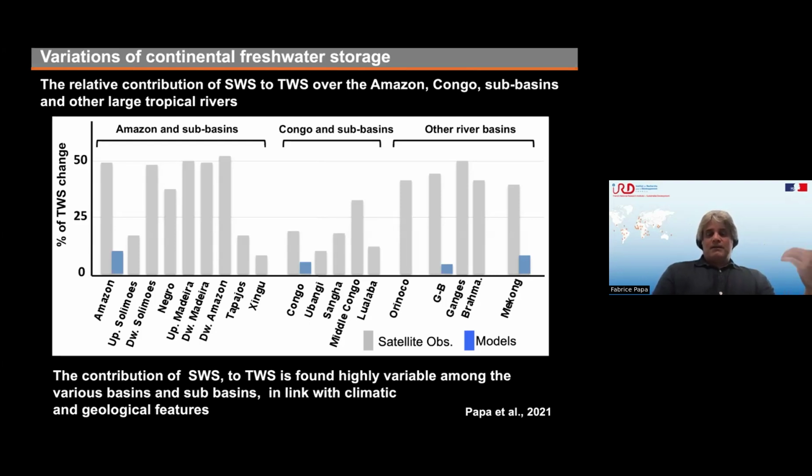So the contribution of the surface water storage to the total water storage is highly variable among the basins, but also among the sub-basins, and is often linked, of course, with climate variability or geological features. And the models that we have at the global scale have difficulties in properly addressing this.